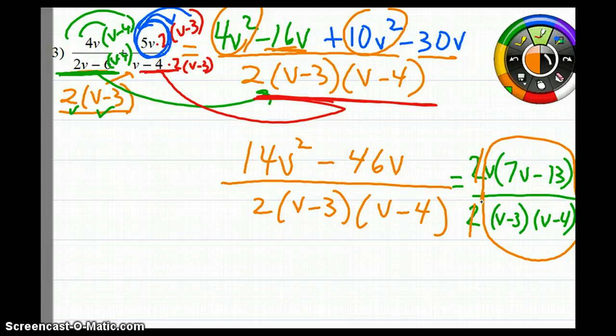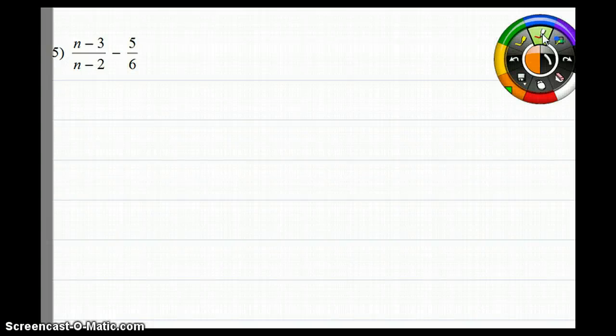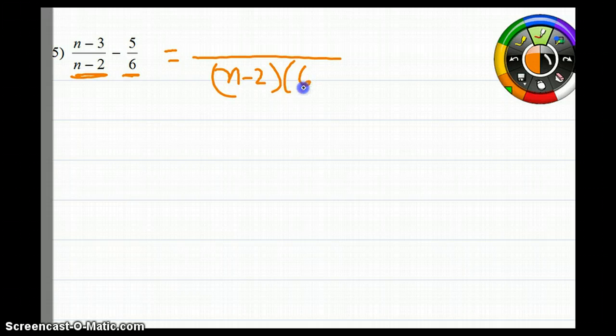So go back, highlight some things of getting common denominators. That's the trickiest part. And then simplify. Example 5. First thing we have to do is get a common denominator. So again, a common denominator, n minus 2 and 6 don't have anything common. So we'll need the n minus 2, and we also need a 6.